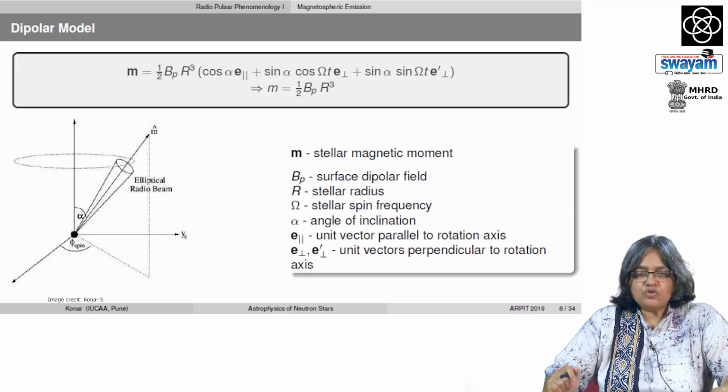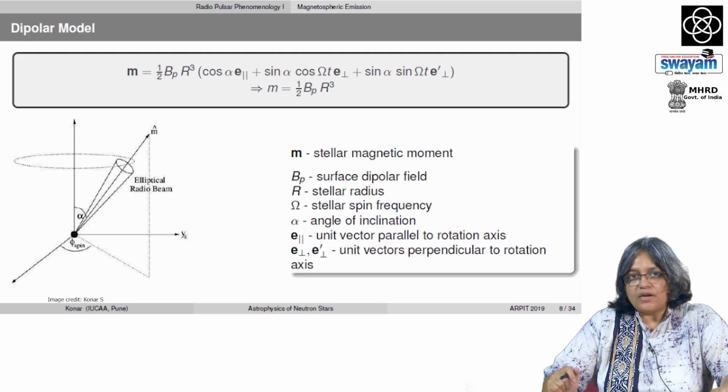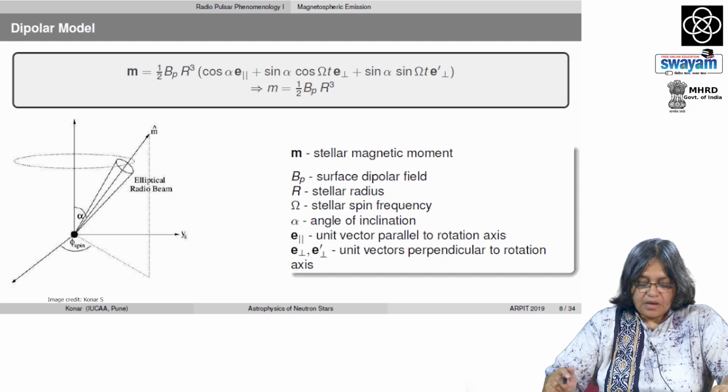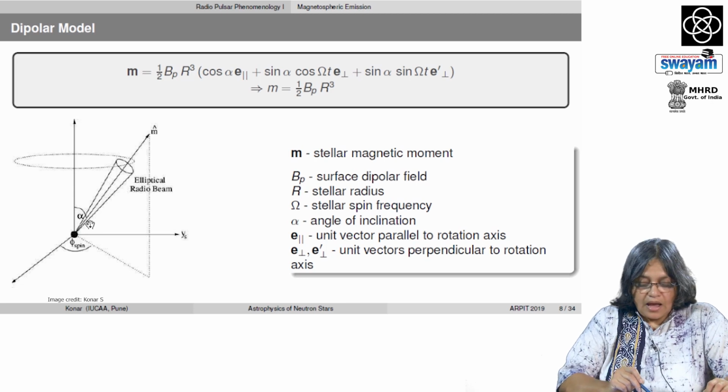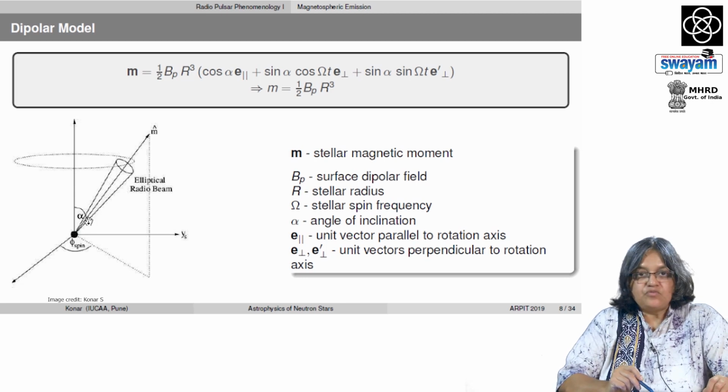Now, we have so far been considering a dipolar magnetic field. Now, let us consider the geometry of such a field. Consider this to be the center of the neutron star, and this is the rotational axis, and that is the dipolar magnetic field. So, m is the magnetic moment vector, and the angle between these two axes is alpha. This is called the inclination angle of the magnetic field.